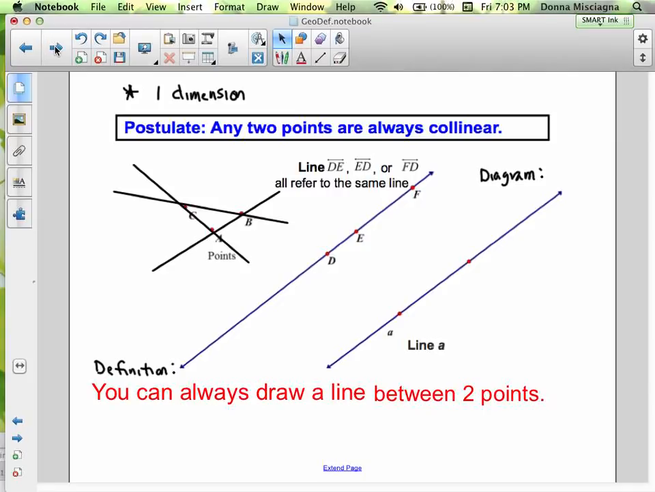Just as a reminder, any 2 points are always collinear. You can always draw a line between 2 points. I think this one actually is in your notes as a separate term. So I believe you have the postulate, any 2 points are always collinear. Next to that, you can put 1 dimension. For the definition, you can always draw a line between 2 points. And you can use this one for your diagram: 2 points with a line. Right below where it says diagram, use that picture for your diagram. And again, no symbol, no naming.